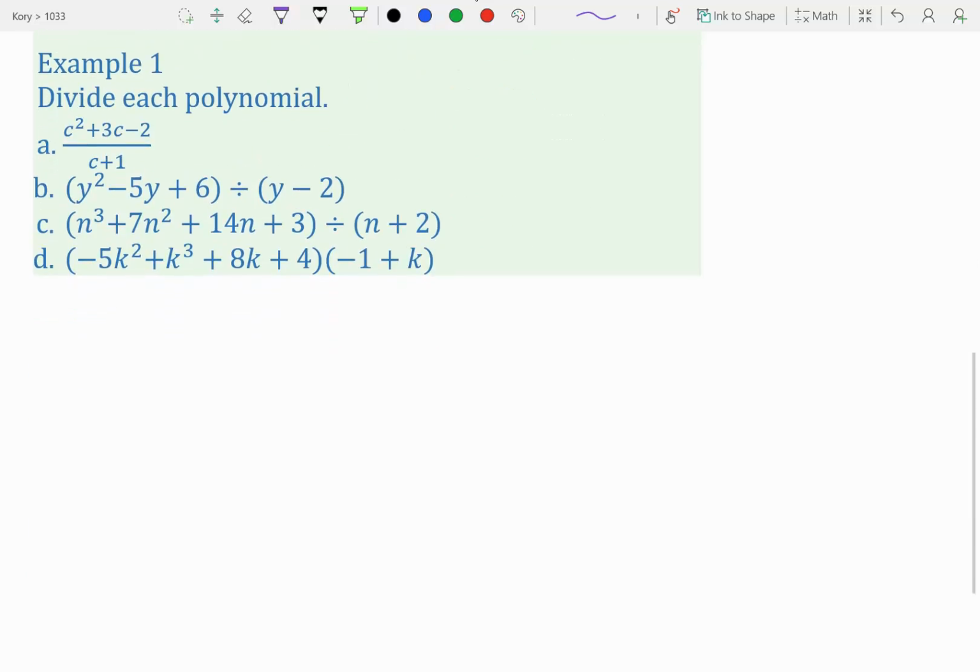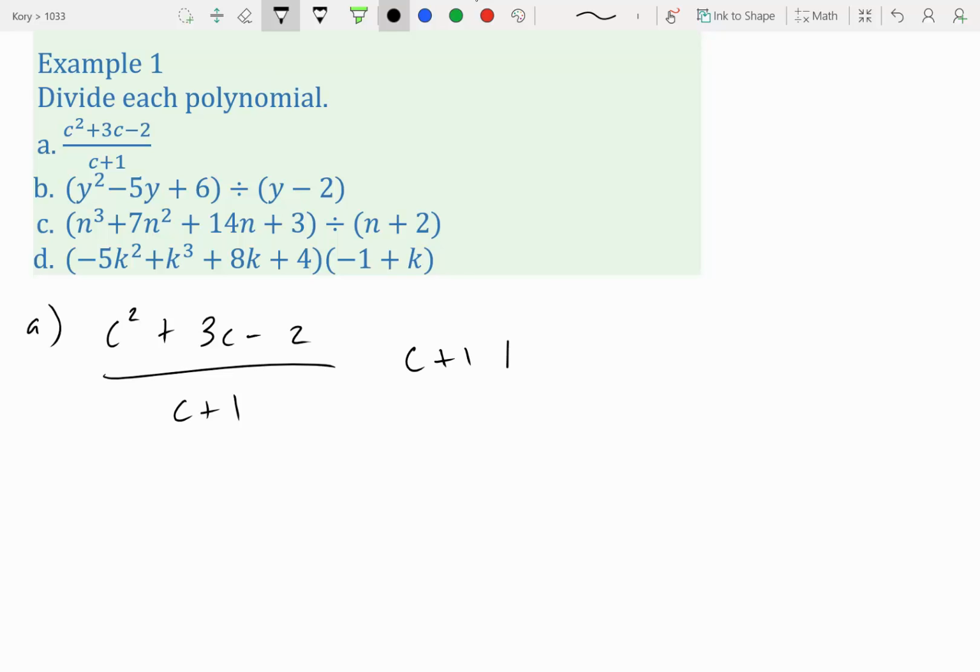So let's do that. Example 1, part A, we want to divide c squared plus 3c minus 2 over c plus 1. Now we're doing long division, so we need to make it look like long division, meaning that we have c plus 1 on the outside, and on the inside we have c squared plus 3c minus 2. Now, if this is factorable, you could factor it and simplify it from there, but that's why we're starting off easy when there's no remainder.